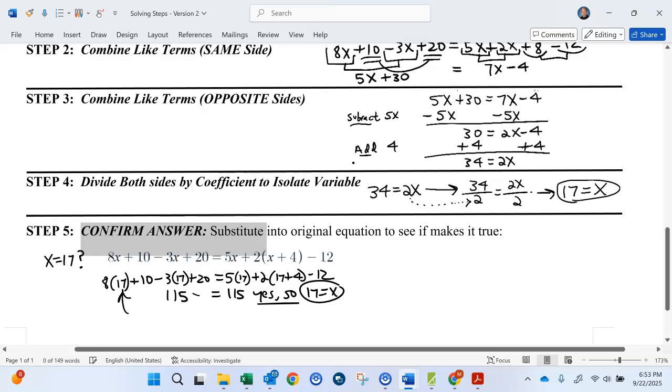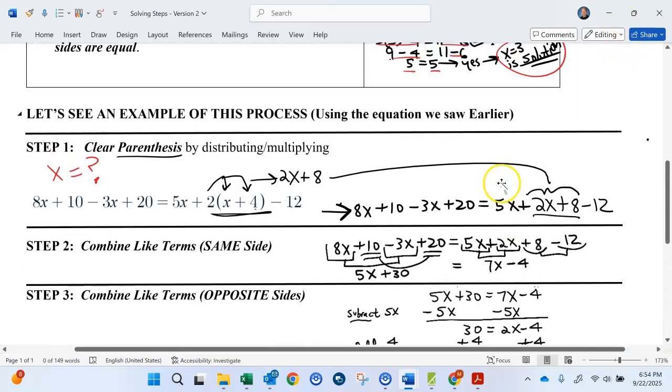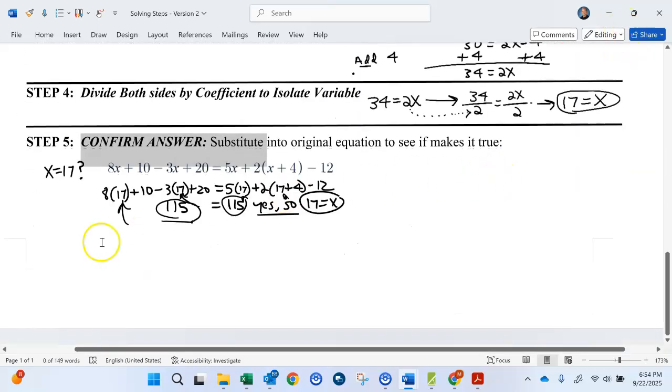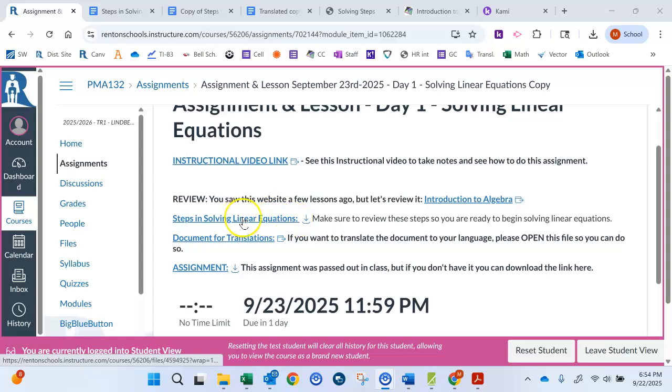Everywhere over here, and over there, and over there, and over there. So 4 places. And then we find out, after we put everything together, that 115 is equal to 115. So that means 17 is the solution. So make sure you confirm it, okay? Okay, now that we've gone through these steps, and you're going to want to refer to them whenever you solve equations, now we're ready for the assignment, which is right here, okay?